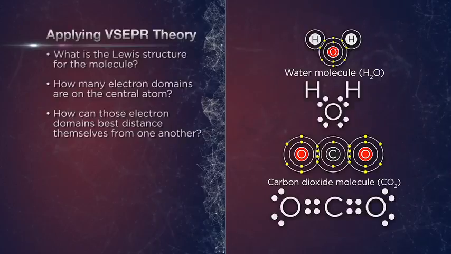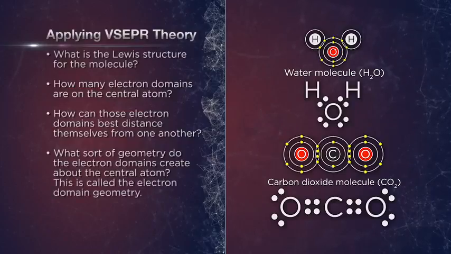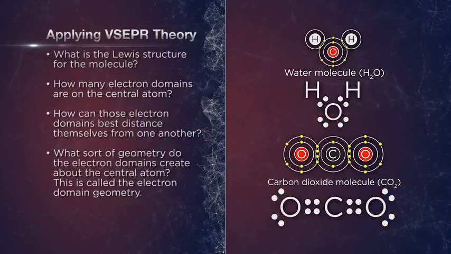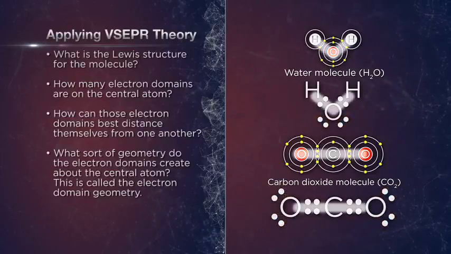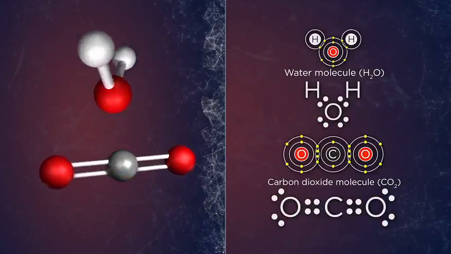Now there's actually a fourth question here, and that is, what sort of geometry do the electron domains create around the central atom? We call this an electron domain geometry. Once we have this, we can simply ignore the presence, but not the effects, of lone pair electrons, paying attention only to the atoms and the shape that they trace out. And this becomes the geometry that we see when we look at the molecule.